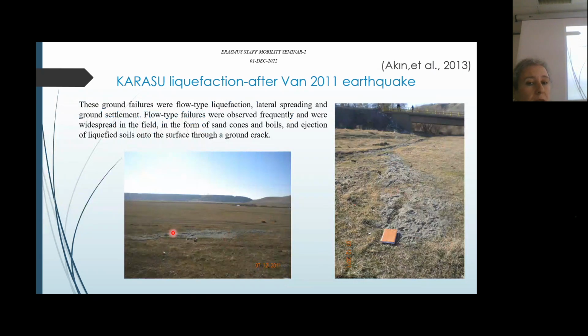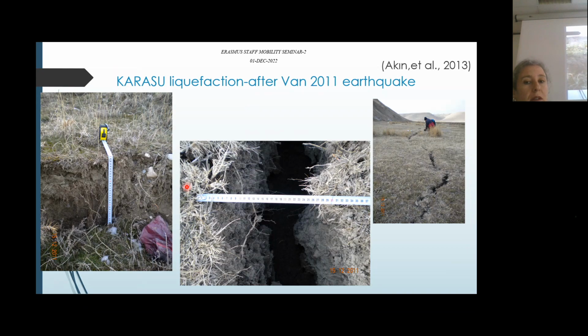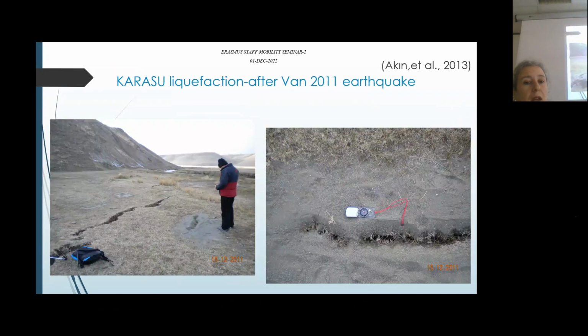And there are some sand cones and sand boils we observed, with the ejection of the liquefied soils onto the surface crack. And here you can see the river. And by the way, there are some landslide slope instability problems that occurred in the area. So these are the cracks spreading depending on the river and the distance that we are having. And as you can see, the activity depending on sand boiling.